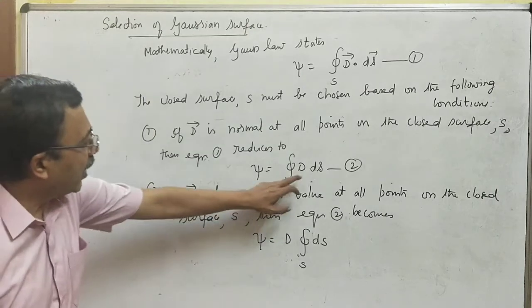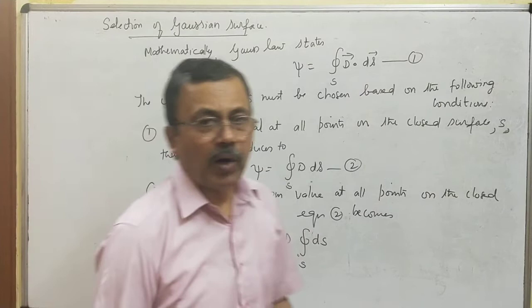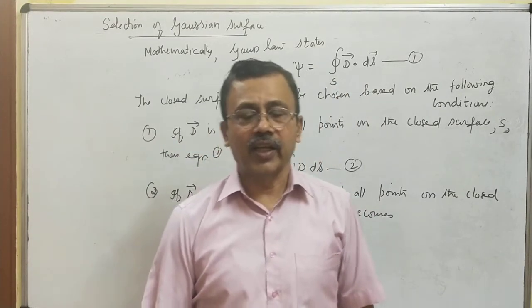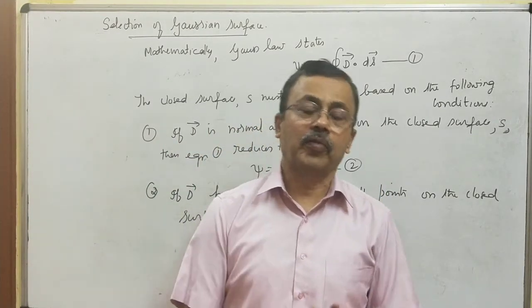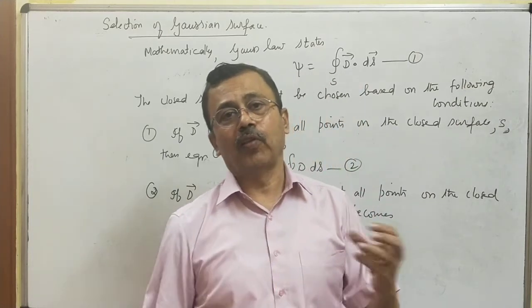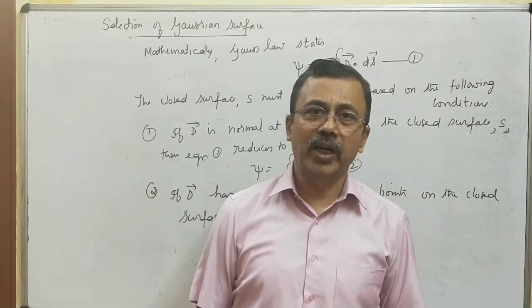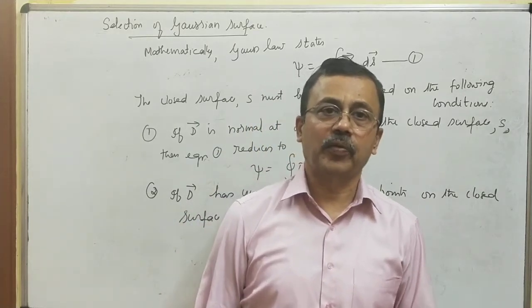That means D can be pulled out of the integral. I again repeat, the power of Gauss law lies in the selection of the Gaussian surface. Gaussian surface selection is the trickiest thing while solving problems on Gauss law. There are two conditions that have to be met for selecting the Gaussian surface.